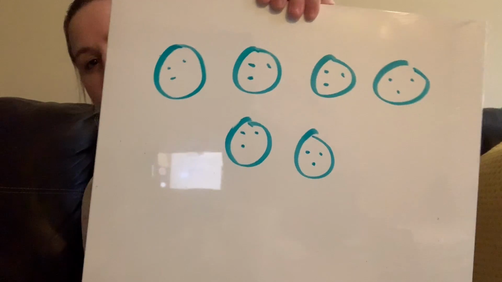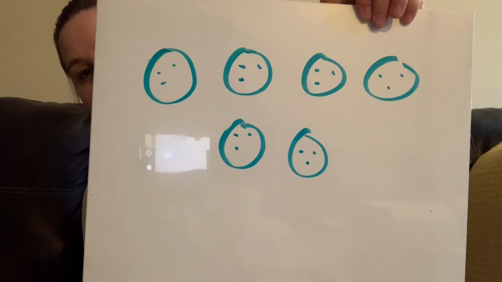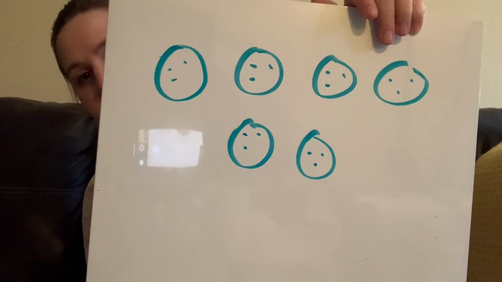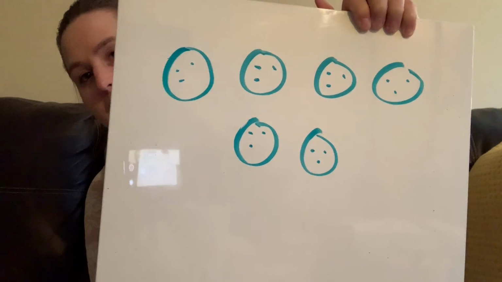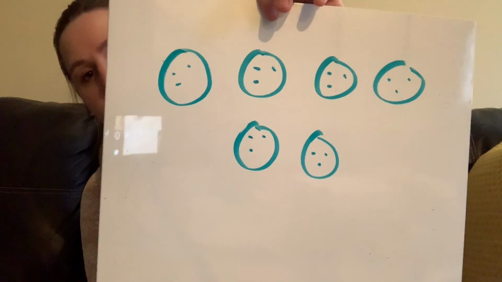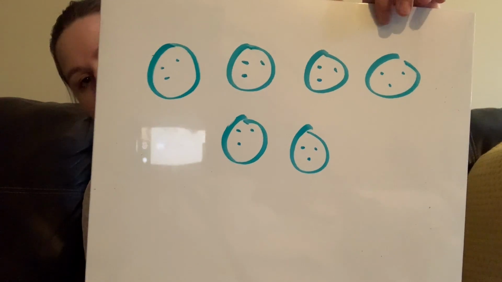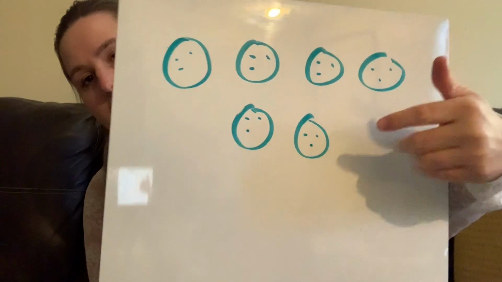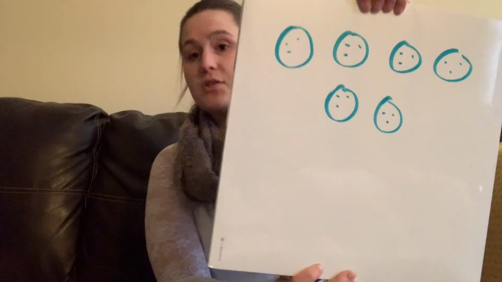For number 3, there are 6 cupcakes. On each cupcake, there are 3 raisins. So now I'm going to draw my 6 cupcakes and my 3 raisins. Okay, so I drew 6 cupcakes, and then the little dots in the cupcakes are the raisins. And so if we count them out, we have 1, 2, 3, 4, 5, 6, 7, 8, 9, 10, 11, 12, 13, 14, 15, 16, 17, 18. So we can say that 6 times 3 is 18.